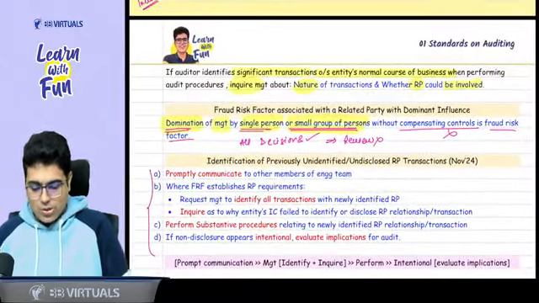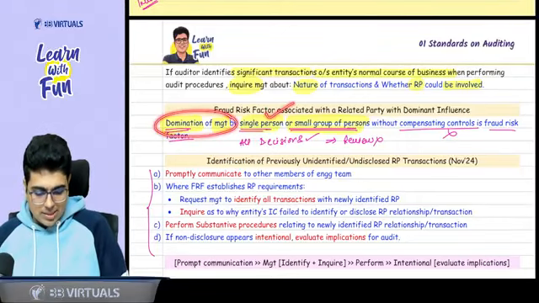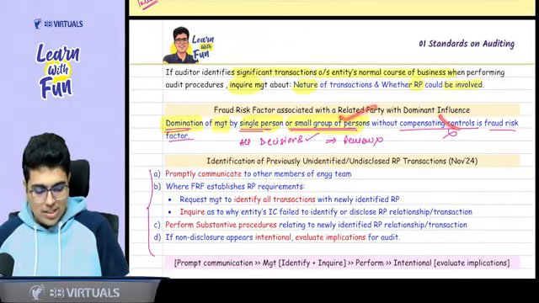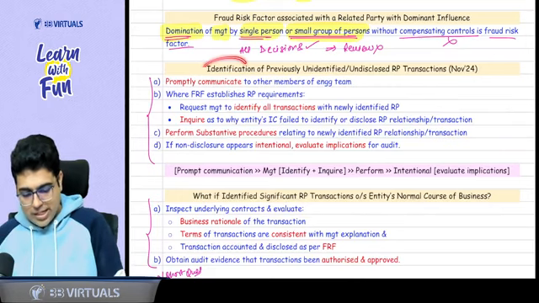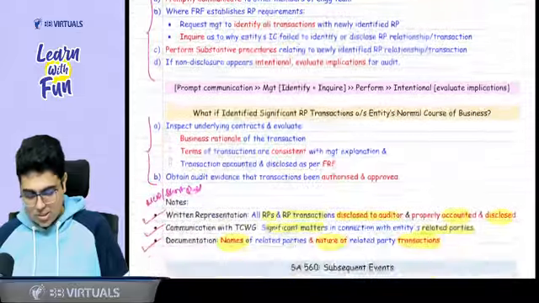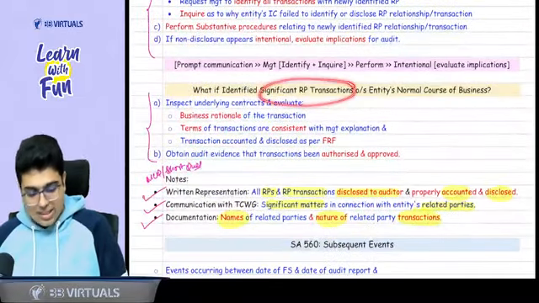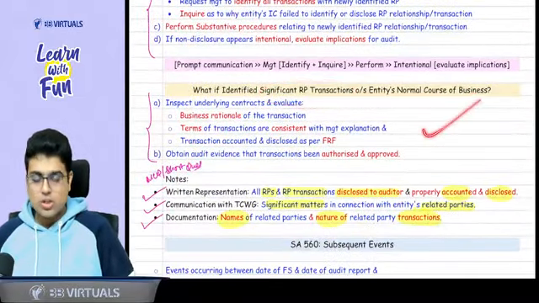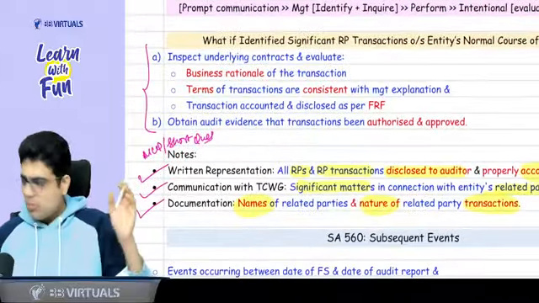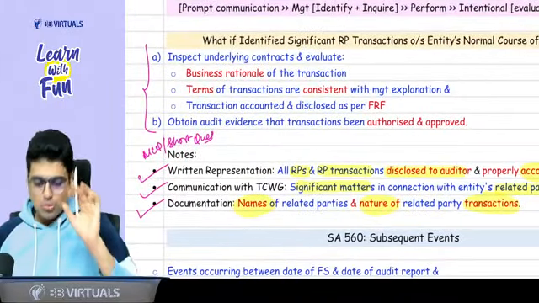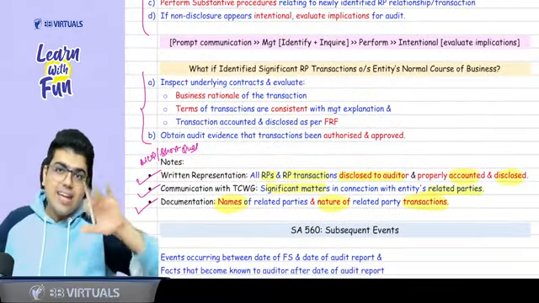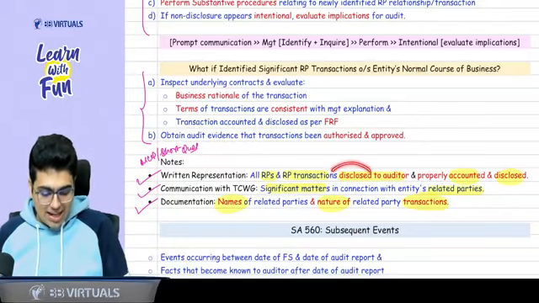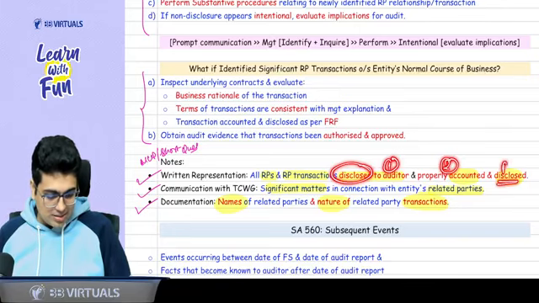Okay, one more thing I told you: if there is a domination of the management by a single person or small group of persons, and when there are no proper internal controls, it is a fraud risk factor. This topic we have already covered: identification of a new related party or transaction, or identification of related party transaction outside normal course of business. Both the topics are done. Three more topics, let's just read them from an MCQ point of view. We should take written representation that all the related parties and related party transactions are disclosed to two people: to the auditor and in the financial statements.